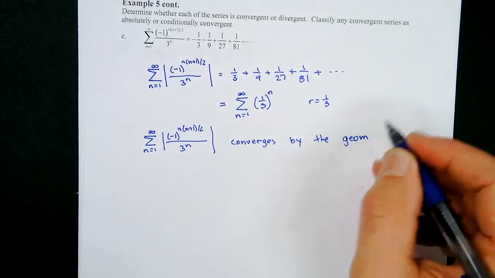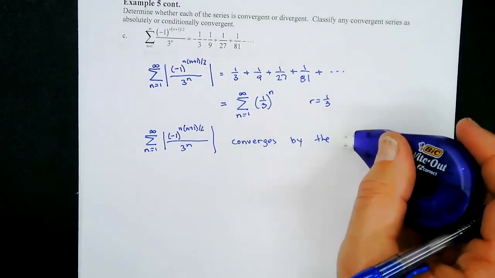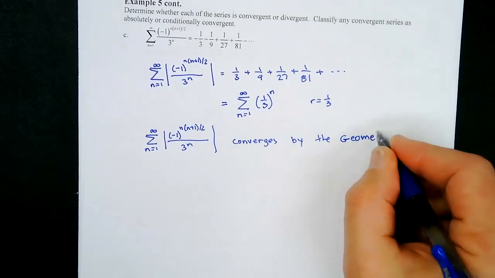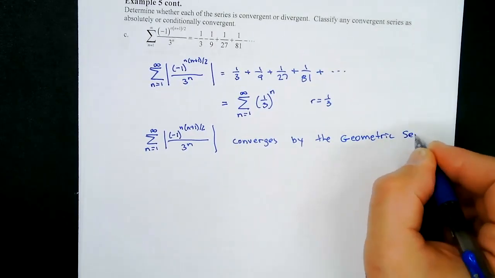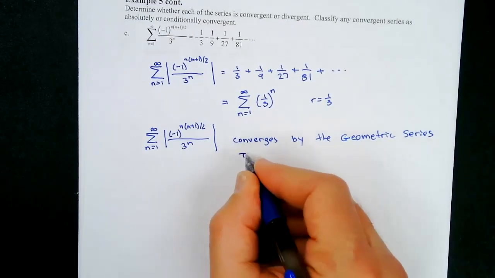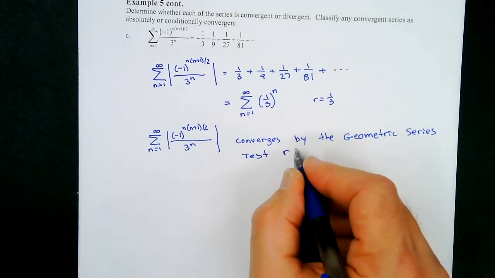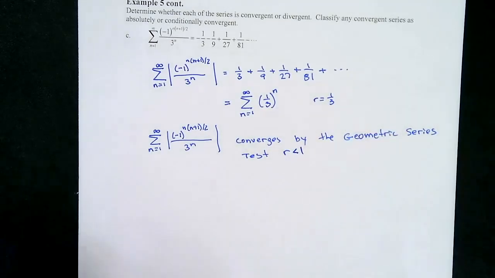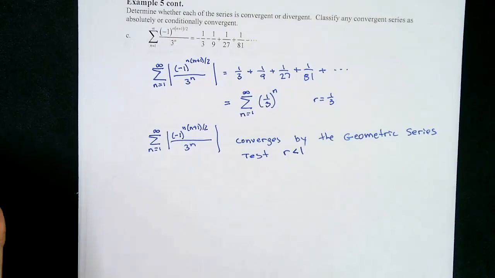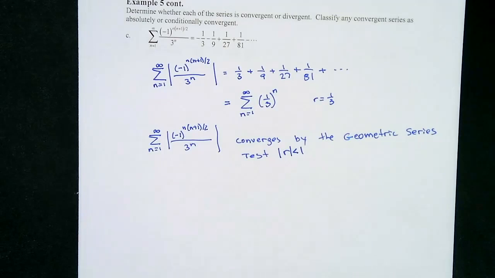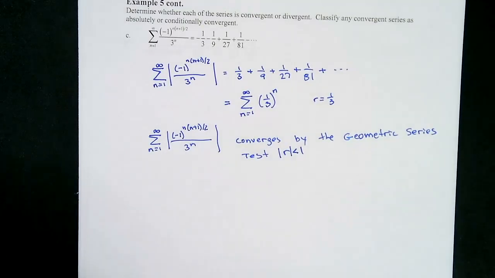Geometric series test. We actually should capitalize this because it's the name of something. The series converges if the absolute value of r is less than 1. So we know it's going to converge if the absolute value of r is less than 1 by the geometric series test.